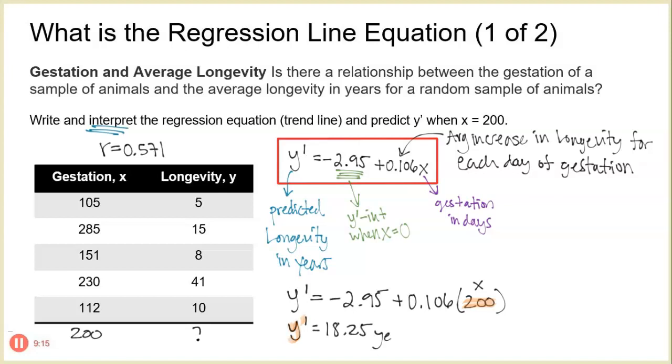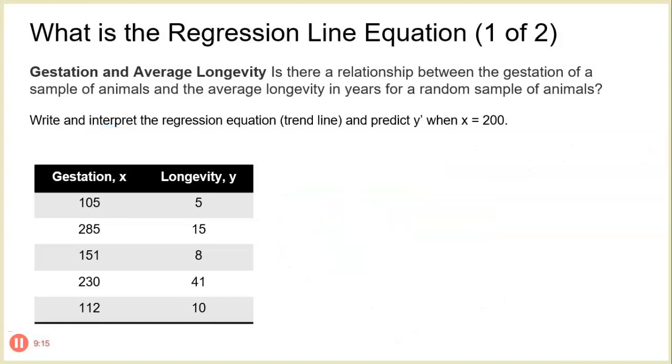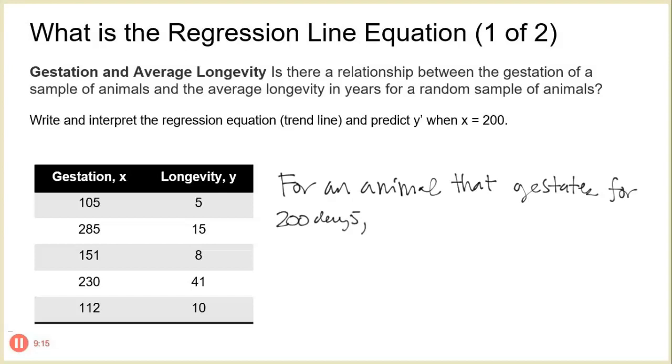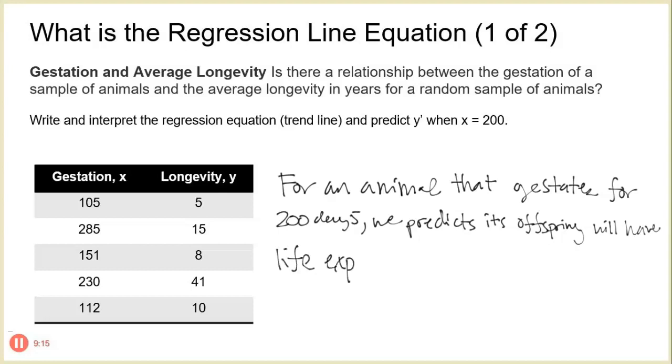And then if I were to summarize that, for an animal that gestates for 200 days, we predict its offspring will have a life expectancy of 18.25 years.